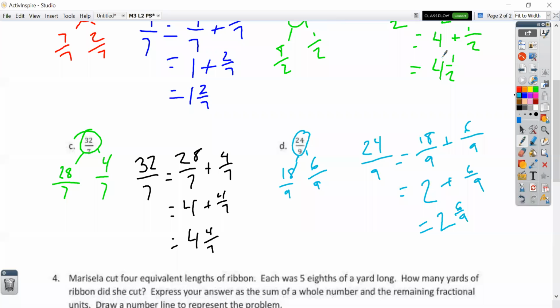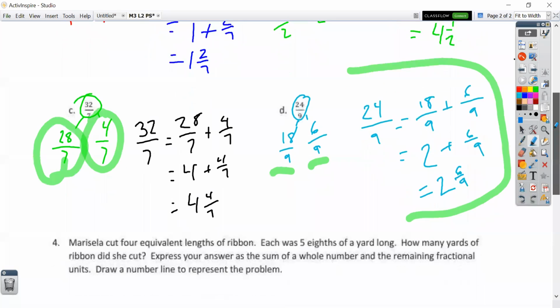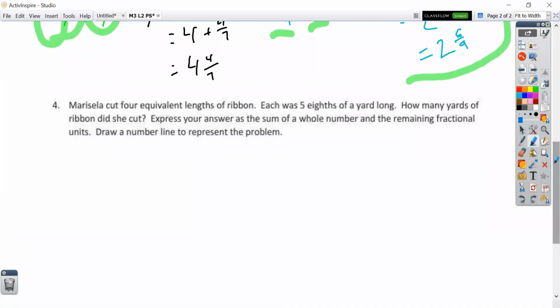All right, let's check this work. So we can see over here on 32/7, I could take 28/7 out as my wholes and 4/7. And then I just showed my mathematical steps over here. On 24/9, you can see you could take 2 wholes out of it, and the leftover would be 6/9. And then you can see that I expressed that over here in these sentences. All right, let's quickly do the last thing together.